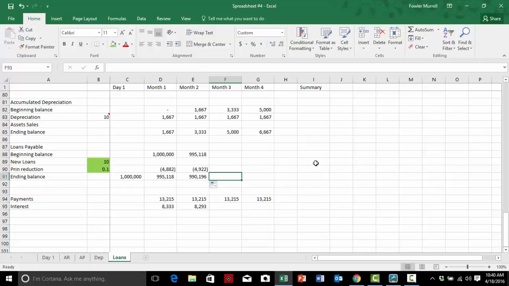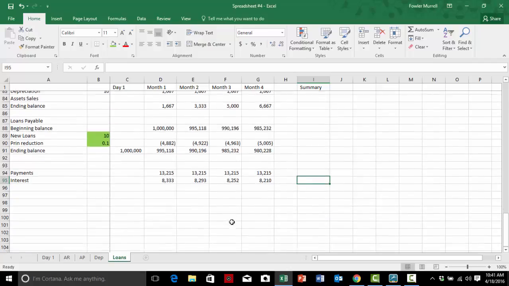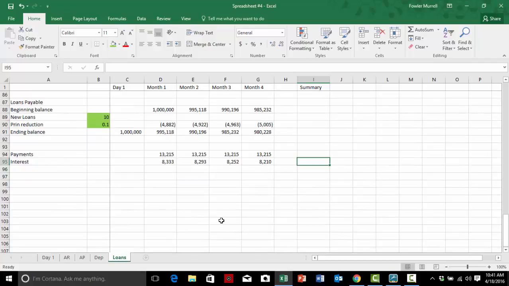And once we get all of that done, we should be able to drag all of this over and drag this over. Okay. And our table is complete, and our interest has decreased as it should, and our principal reduction has increased as it should. Right? Now, just like always, the most difficult part is getting this information into the financial statement.